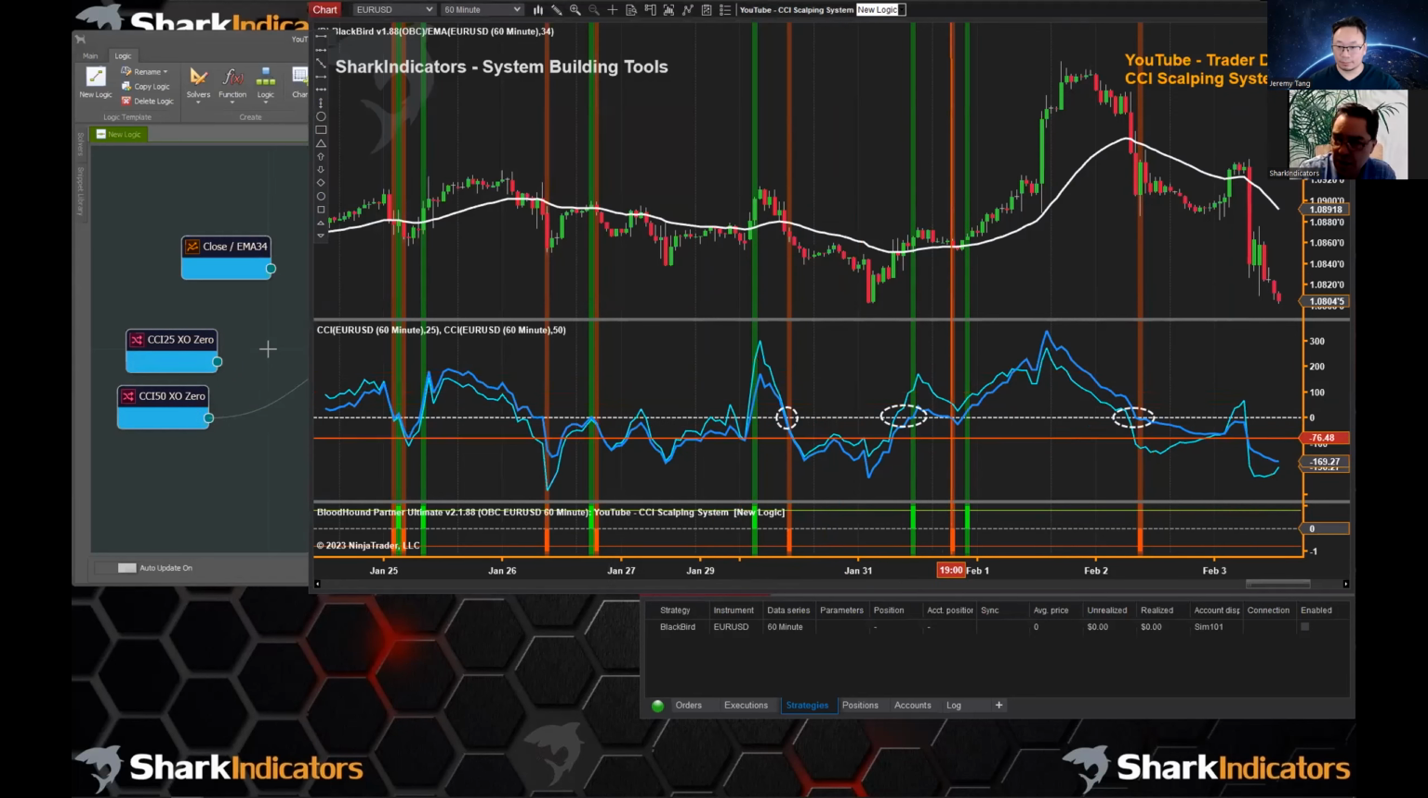So now we can see on the chart again, whenever the darker blue line, the CCI, crosses that zero, we're getting all those cross ups and cross downs, and we call these racing stripes.